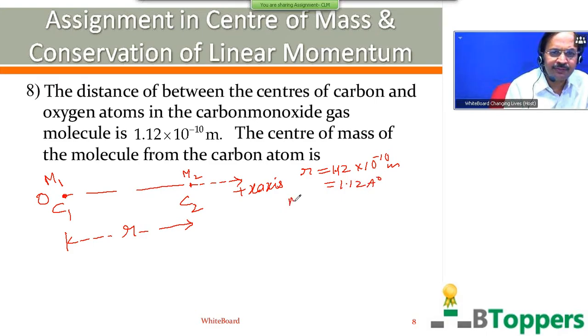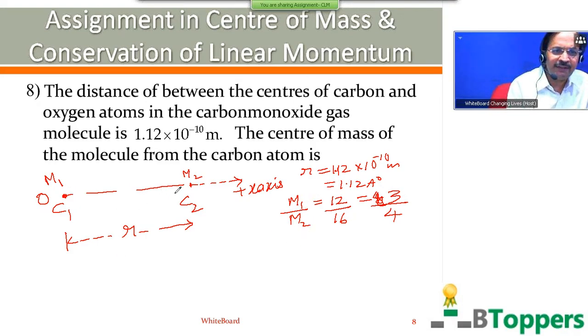The ratio of the masses of carbon and oxygen atoms is the same as the ratio of their mass numbers. Nearly, I mean approximately, it can be taken as equal to the ratio of their mass numbers. That is 12 by 16, or 3 by 4. So for convenience of calculation, you can take M1 equal to 3 units and M2 equal to 4 units.